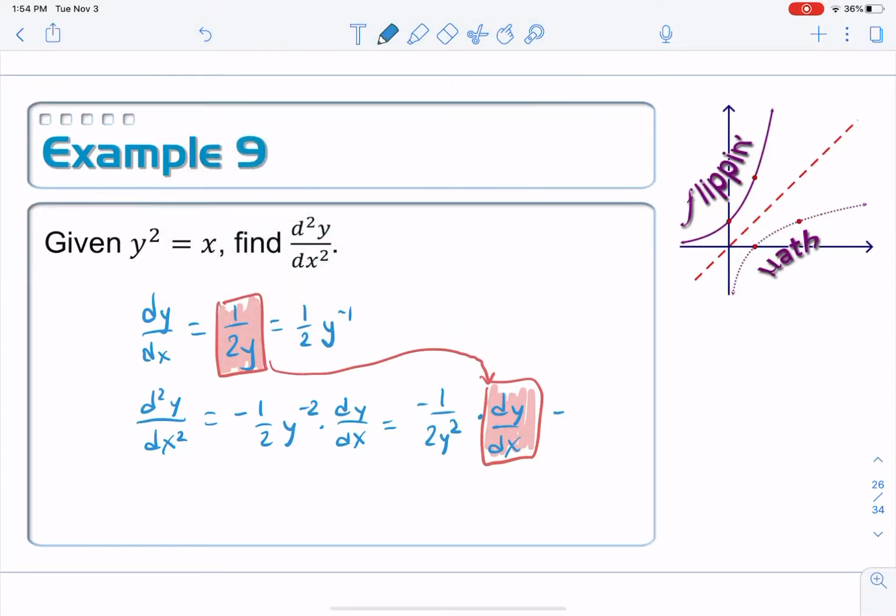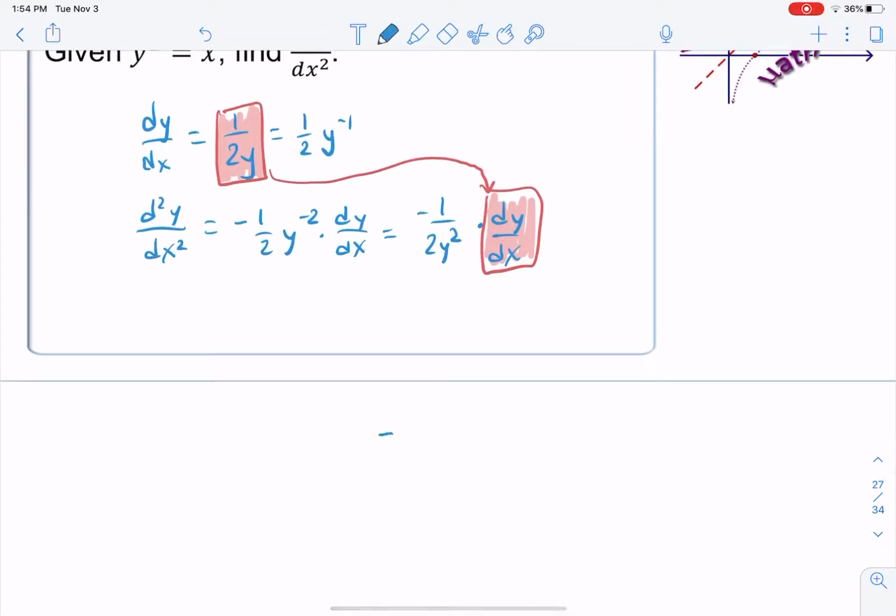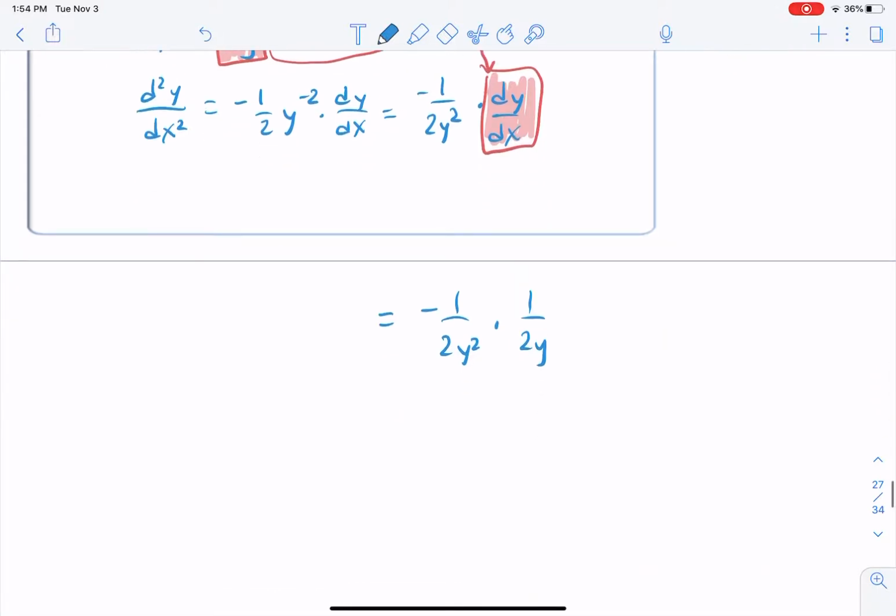So I've got negative 1 over, there's not enough room here, so I'm just going to bring it down here. Negative 1 over 2y squared times 1 over 2y. Then let's just multiply. It's just 2 fractions. It's negative 1 over 4y to the third. There we go. So here is the second derivative of this implicit equation.